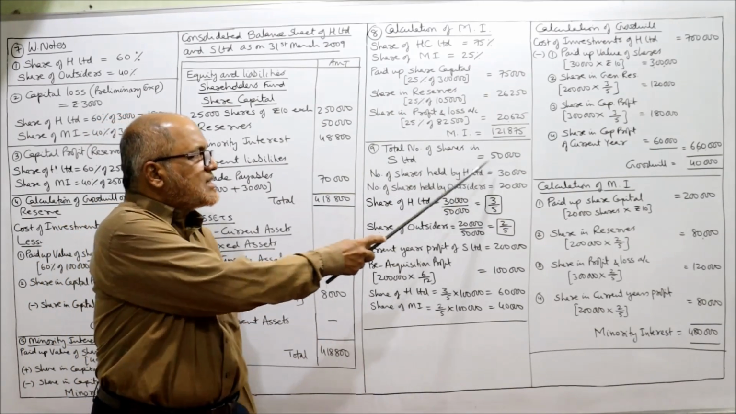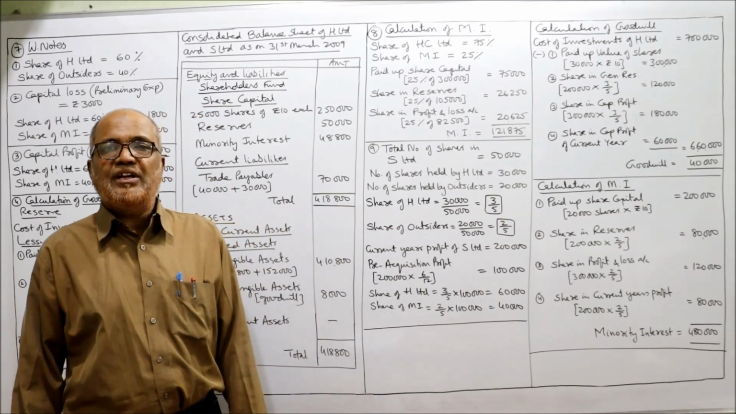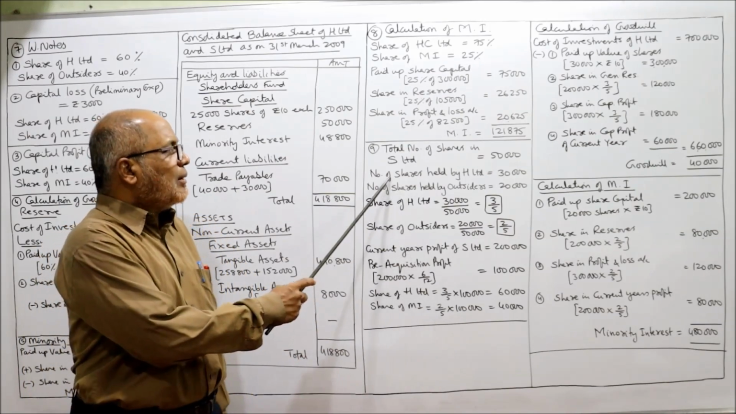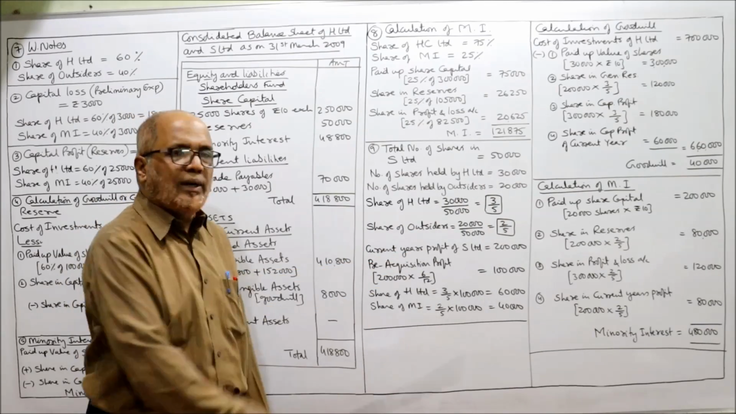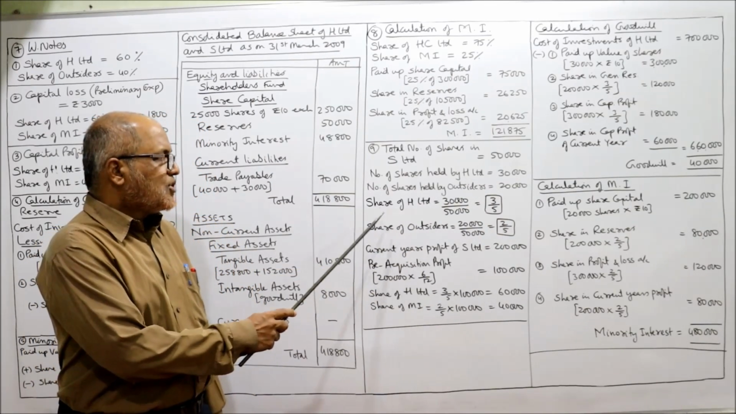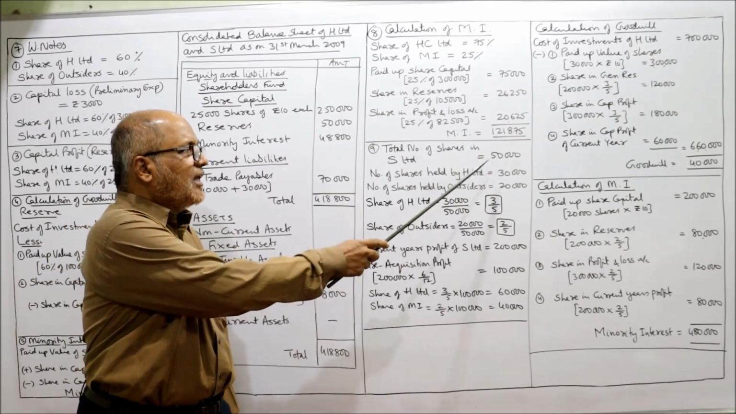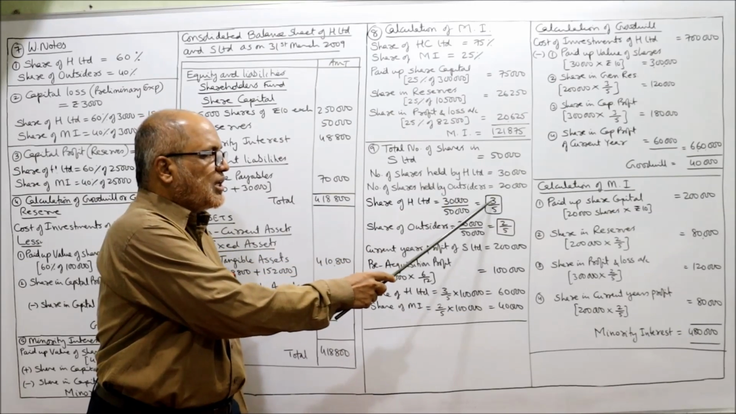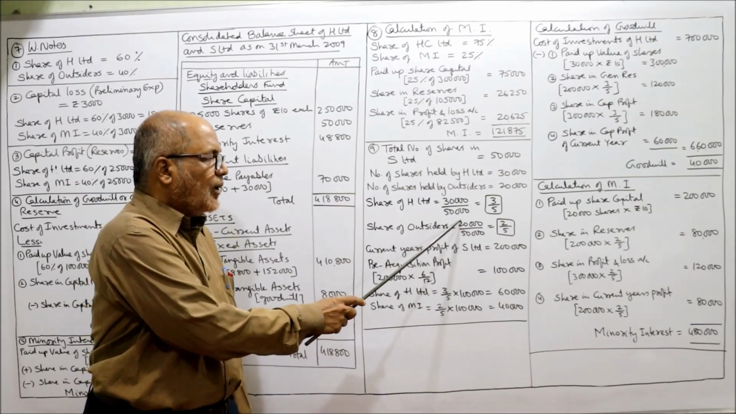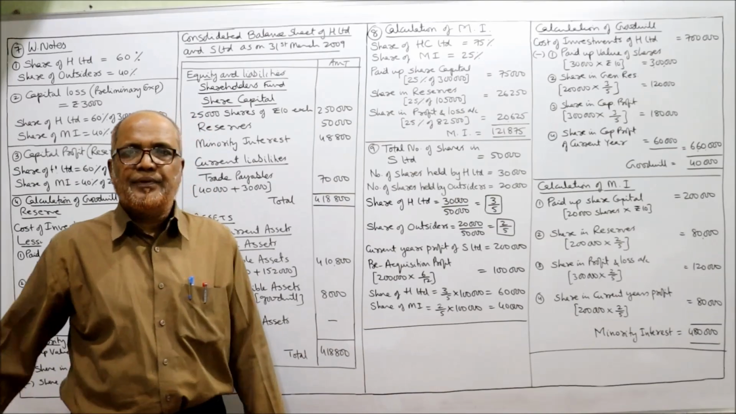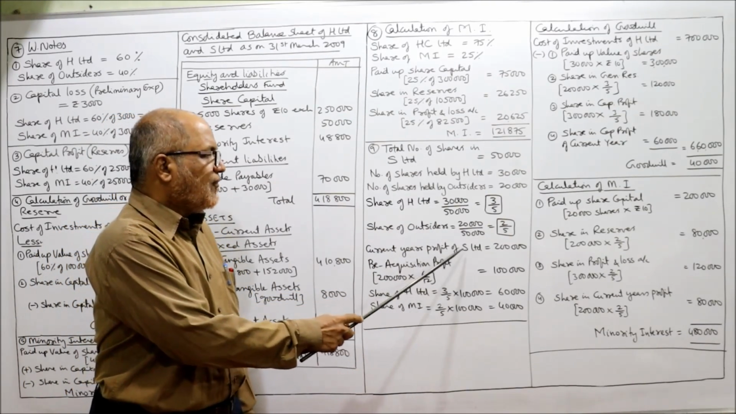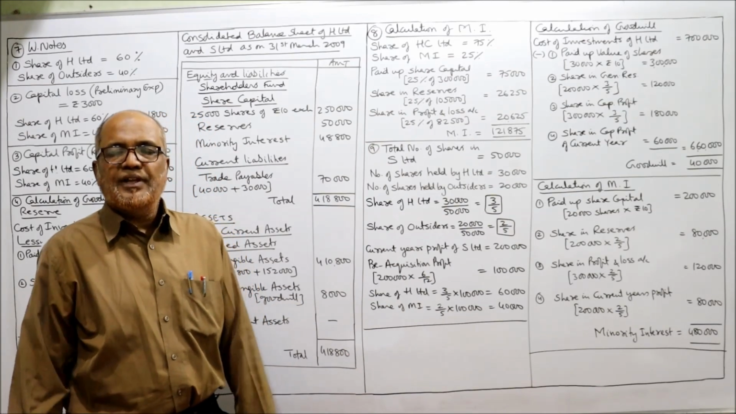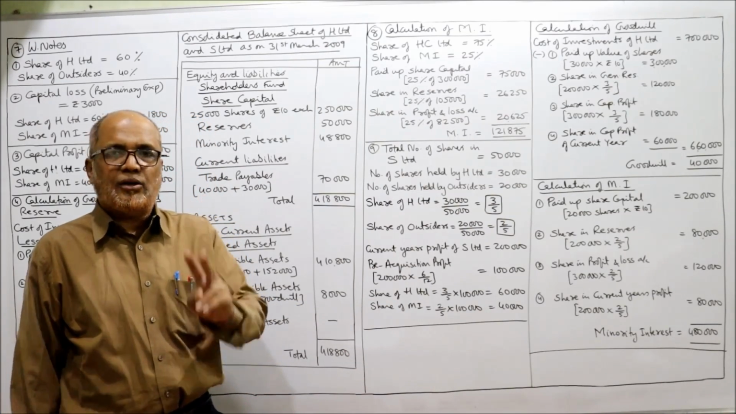Total number of shares in S Limited 50,000. Now, number of shares held by H Limited 30,000. Number of shares held by outsider 20,000. The ratio, share of H Limited will be 30,000 by 50,000, so 3 by 5. Share of outsider 20,000 by 50,000, 2 by 5. Share of holding company and share of outsider. Now, current year's profit of S Limited is 2 lakh.